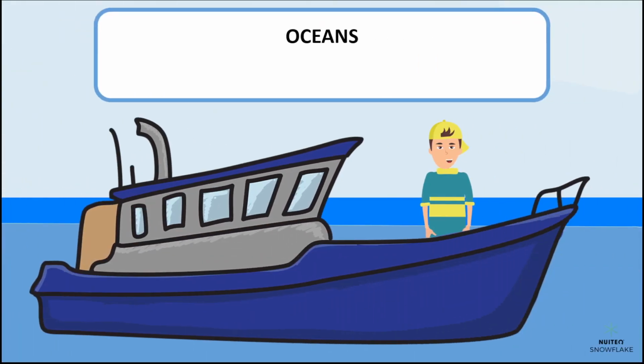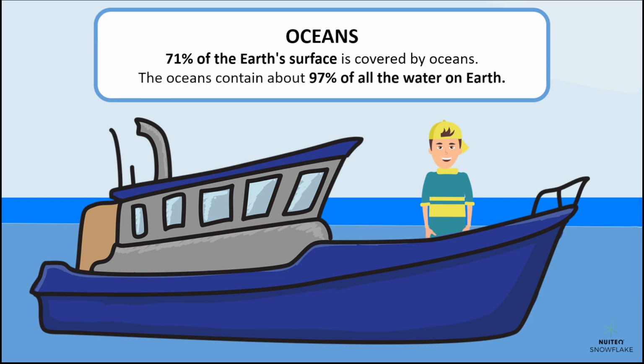First, let's start with the oceans. Did you know that about 71% of the Earth's surface is covered by oceans? That's a lot of water! In fact, the oceans contain about 97% of all the water on Earth. Unfortunately, the water in the ocean is too salty to drink, so it's not very useful to us.